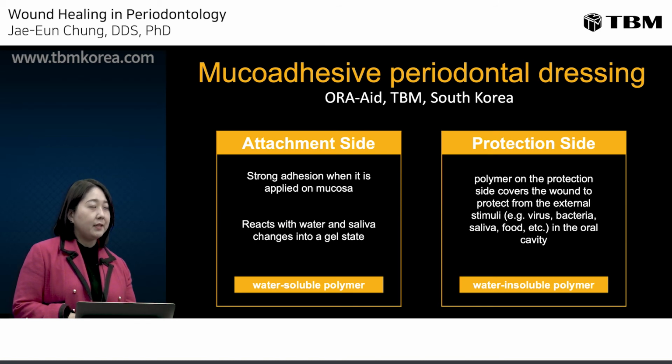The inner attachment side consists of water-soluble polymer. The attachment side has a strong adhesion when it is applied on mucosa, and reacts with water and saliva and changes into a gel state. The outer protection side consists of water-insoluble polymer. The polymer on the protection side covers the wound to protect it from external stimuli, for example, bacteria, saliva, and any other trauma.